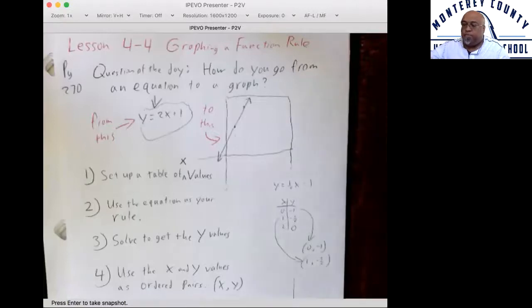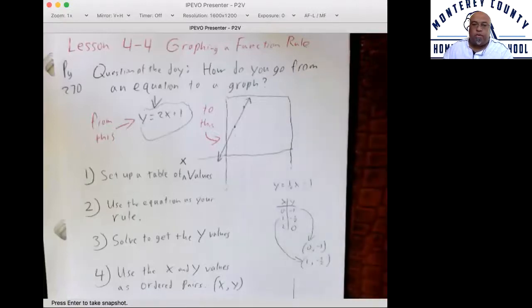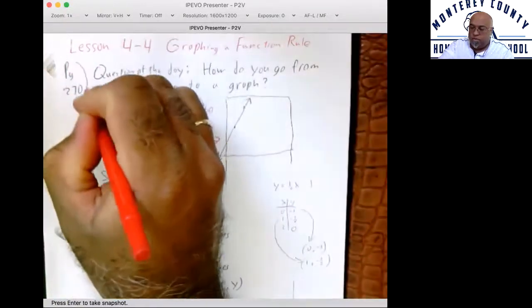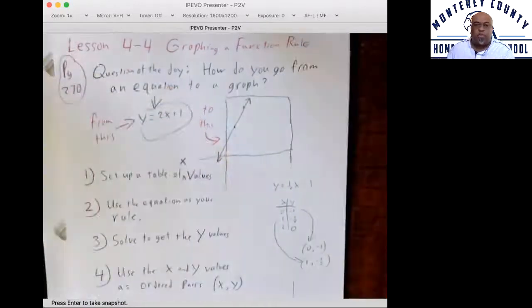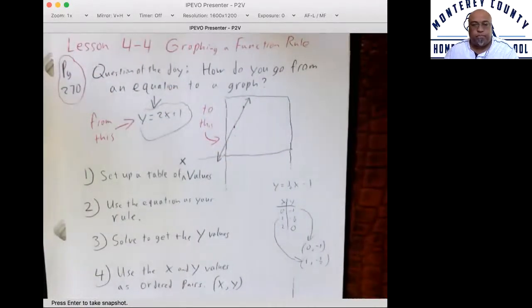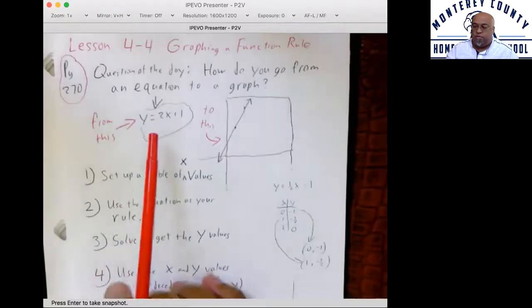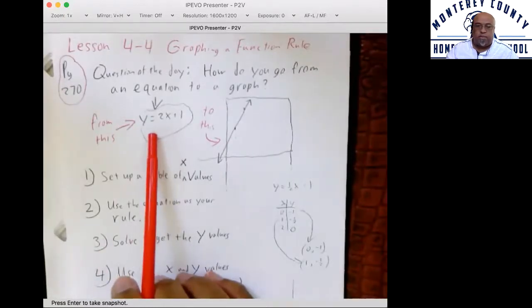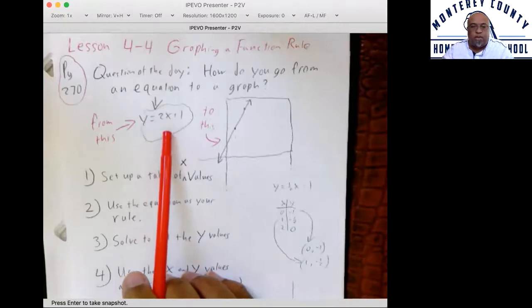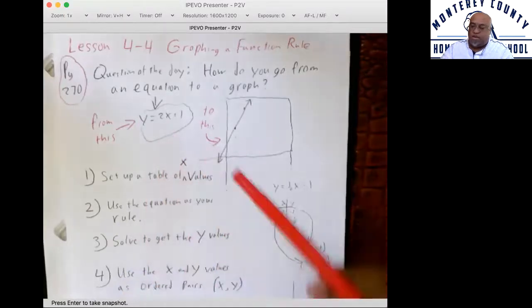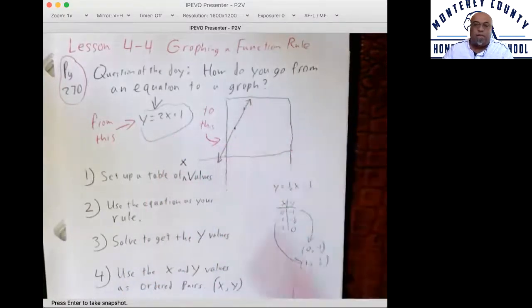All right, lesson 4.4, graphing with a function rule. If you want to follow along in your book, it's on page 270. So the question of the day is, how do you go from an equation to a graph? In other words, how do you go from some letters and numbers with an equal sign, to an actual graph where you graph a shape, usually a line?